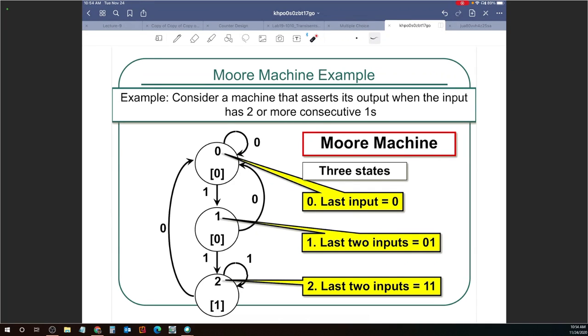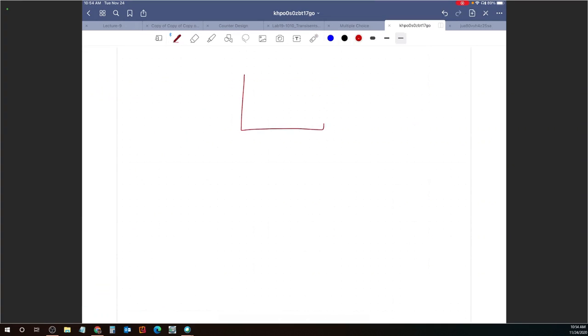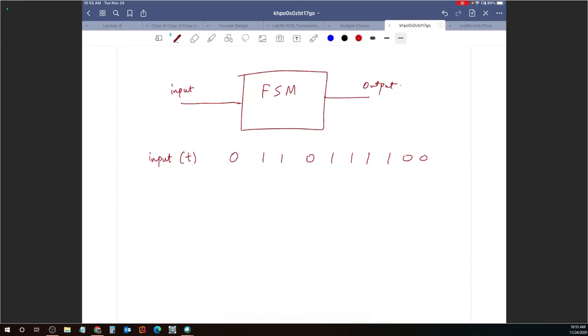All right. So you guys see the idea here. Let's do a squared paper here. I have this finite state machine here. I have an input and I have an output here. If I talk about the input as a function of time, the input is say 0, 1, 1, 0, 1, 1, 1, 1, 0, 0, 1, 0. What should be my output?